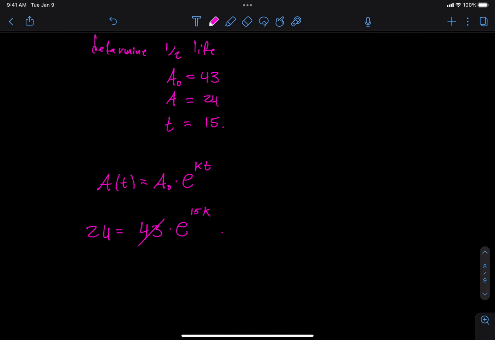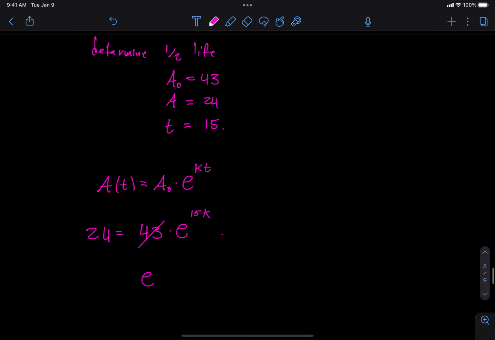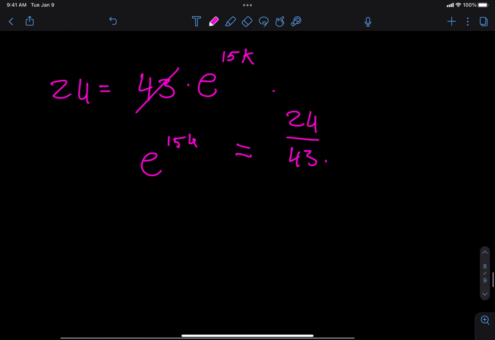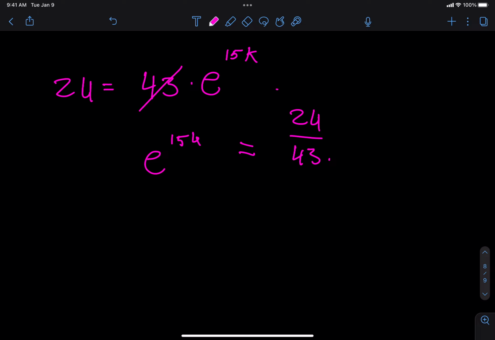We're going to divide on both sides by 43, okay? The reason is I want this e to the 15k to be isolated so that I can do a log. So on one side I have e to the 15k, and on the other side I'm just going to write it generally as 24 over 43. Just going to leave it as a proper fraction. Okay, so now I need to figure out what k is. What is the next step?